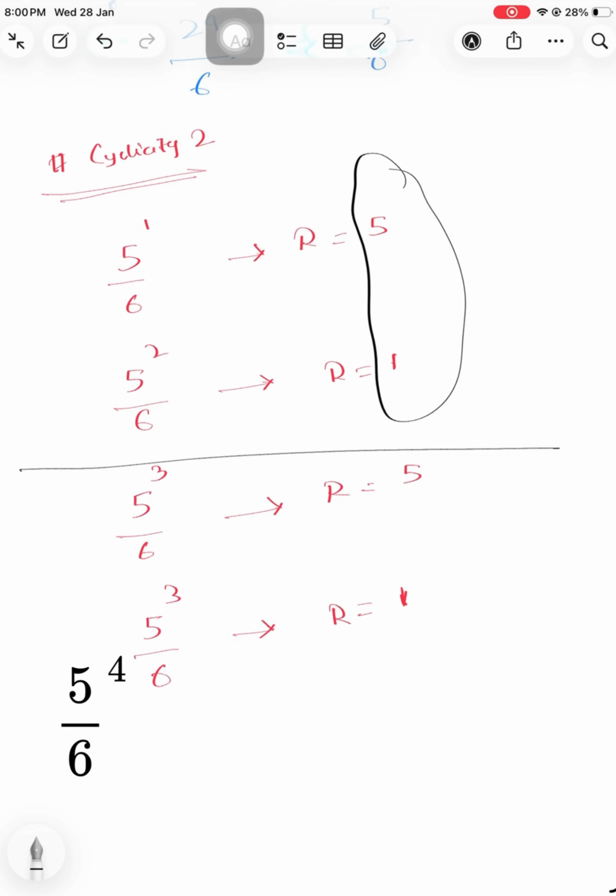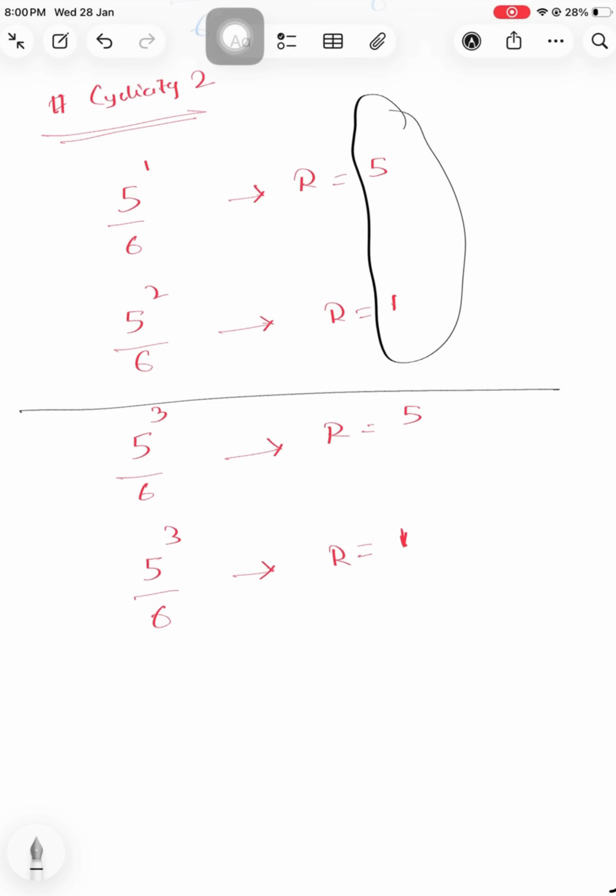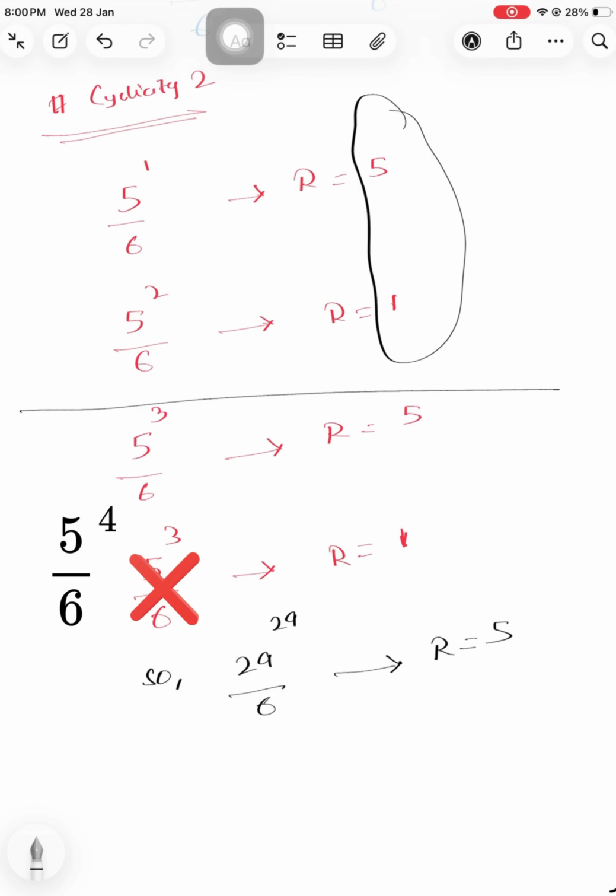Okay, coming back to the discussion. So we can easily observe that the set of remainders from these repeated exercises is coming as either 5 or 1. So we clearly understand that the remainder of 29 raised to the power 29 upon 6 will have the remainder either as 1 or 5.